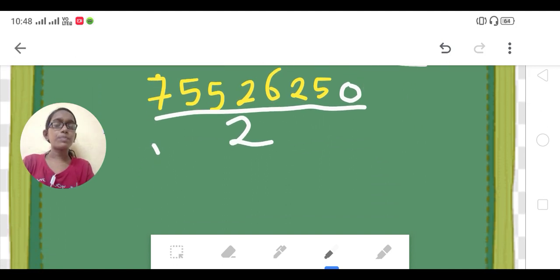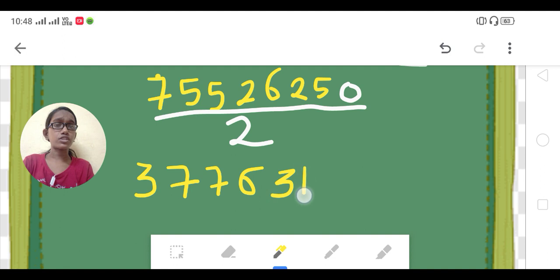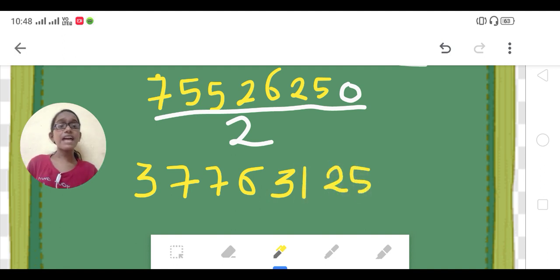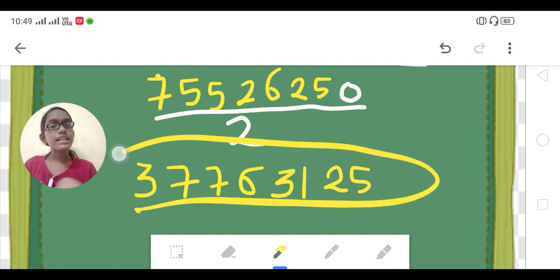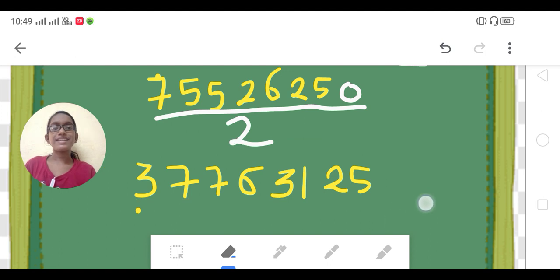So your answer would be: 2 2s are 4. Oh, just a second. 2 3s are 6. 2 7s are 14. 2 6s are 12. 2 3s are 6. 2 1s are 2. 2 2s are 4. 2 5s are 10. So 37763125. Achieving such a long answer in seconds, wasn't that a magic? Yes, that was a magic.